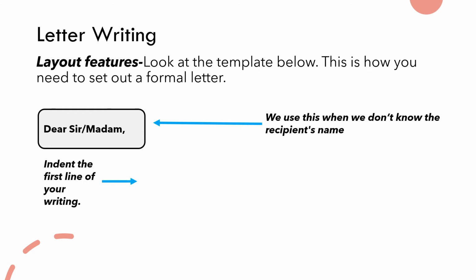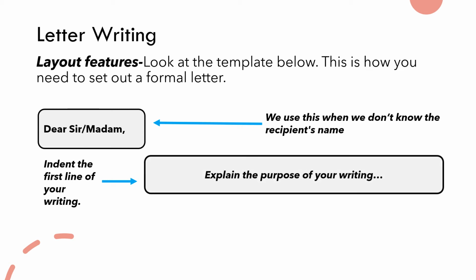When you move on to this and you start your actual writing, you'll need to indent the first line of your writing to mimic the typical style that we get for letters. So after "Dear Sir" or "Madam", your first line is going to come down directly after the comma, and you're going to explain the purpose of your writing. So why are you writing? What do you hope to achieve by them listening to the things you have to say?